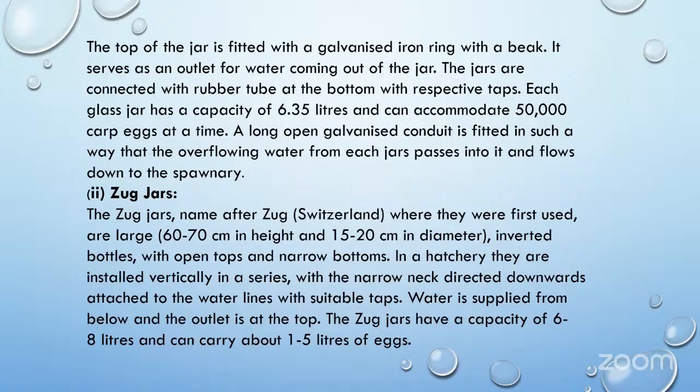A long open galvanized conduit is fitted in such a way that the overflowing water from each jar passes into it and flows down to the spawnery.